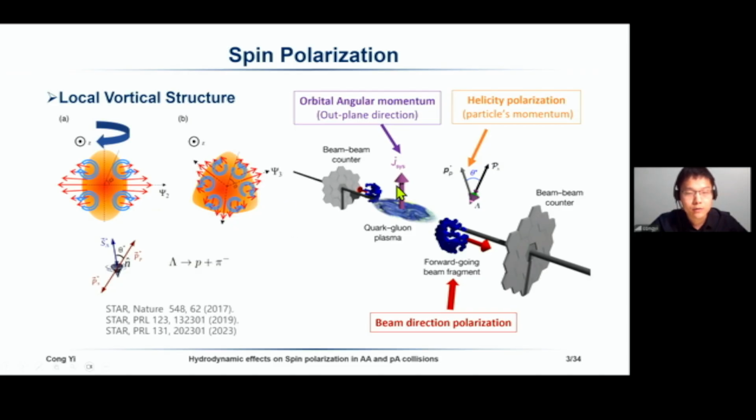As we know, the huge angular momentum generated in the heavy ion collision will lead to the global spin polarization of lambda hyperons. In addition to the global vorticity along the total angular momentum, the quark-gluon plasma has more complicated local vortical structure. For example, the local vorticity induced by the v2 and the v3 will lead to the local spin polarization of lambda hyperons. According to the different choices of the spin quantization direction, we can categorize the spin polarization into the polarization along the beam direction, the polarization along the total angular momentum, and the helicity polarization relative to the particle's momentum.